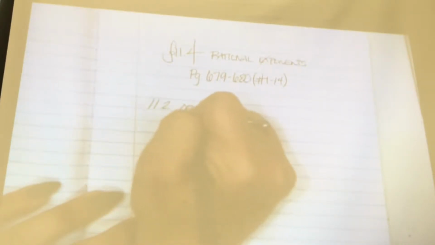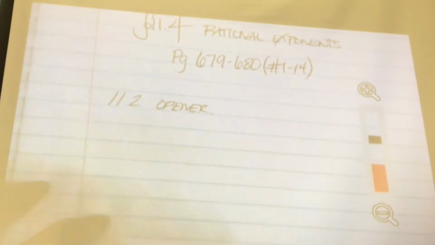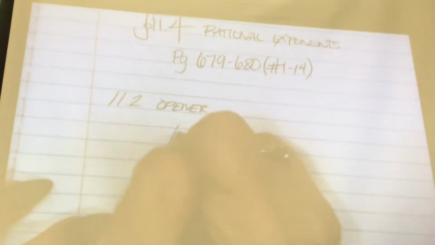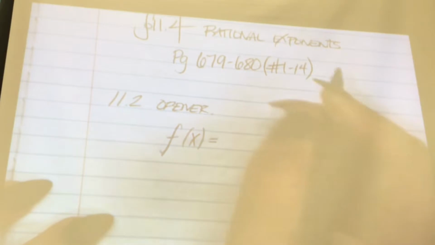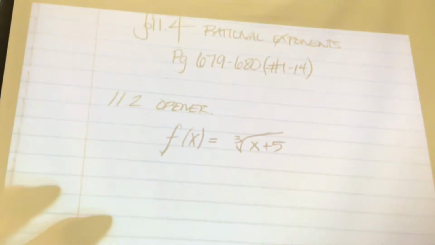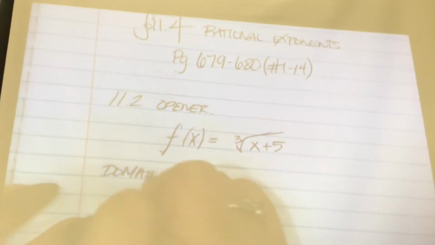Let's review what's going to happen on tomorrow's opener. I'm going to give you something like f of x is equal to the cube root of x plus 5, and I'm going to ask you to identify its domain and range, the x-intercept, and then the y-intercept.